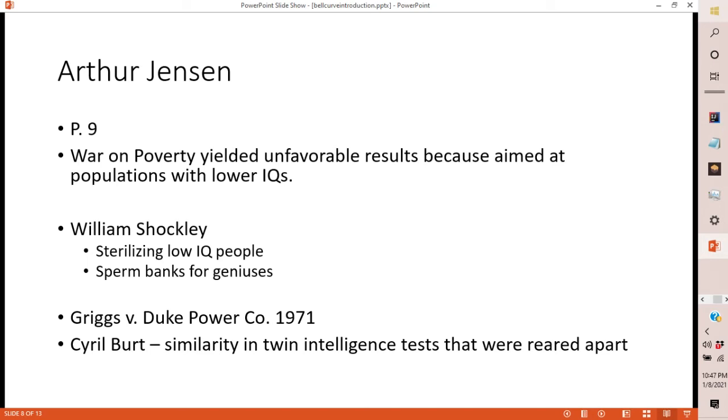So things were starting to tip the other way. You can't use these tests unless you had a manifest relationship to the specific job in question. And that was in 1971.